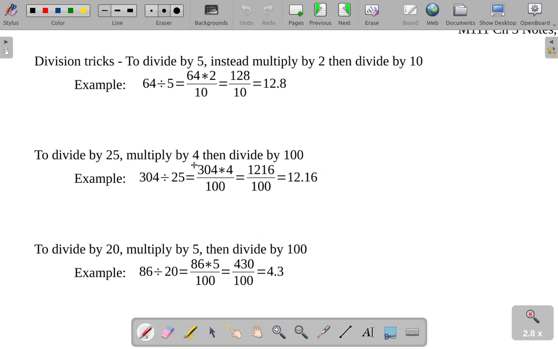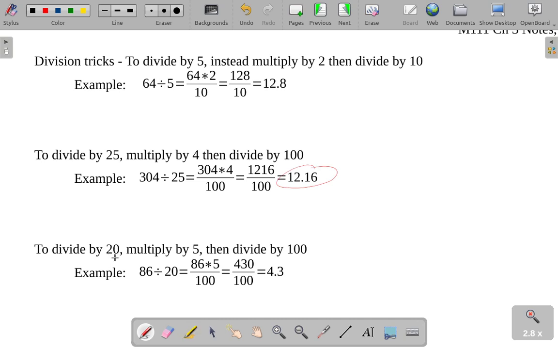Multiplying by 4, basically dividing by 25 is doing this same thing but twice. You're multiplying by 4 and then dividing by 100. So you're doubling it twice and then moving your decimal place over twice. So if we were to double this the first time, we'd get 608. If we double it again, we get 1216, which you can see what we get right up here. And then we need to move our decimal place 2 places to the left, which gives us 12.16. And that's exactly what we got there.